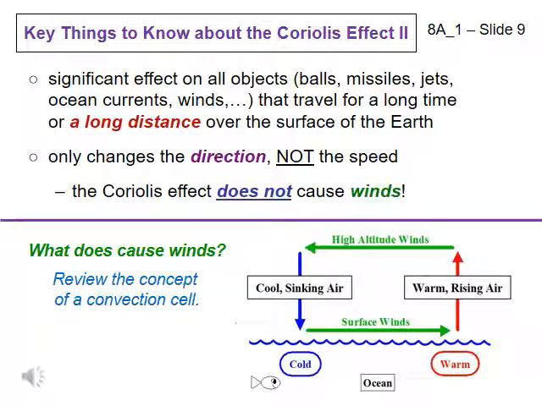Airplane pilots who fail to adjust for the Coriolis effect end up in the wrong city. Note that the Coriolis effect does not cause winds, just like it does not cause a missile or airplane to move. The Coriolis effect only changes the direction in which something is moving. The Coriolis effect does not change its speed. If you are not sure what does cause the winds, review the section on convection cells at the beginning of this unit.